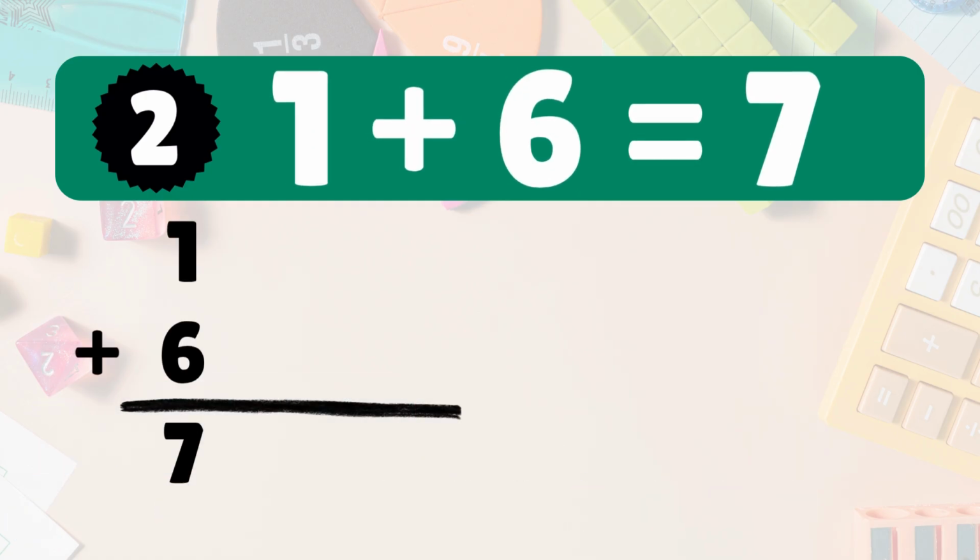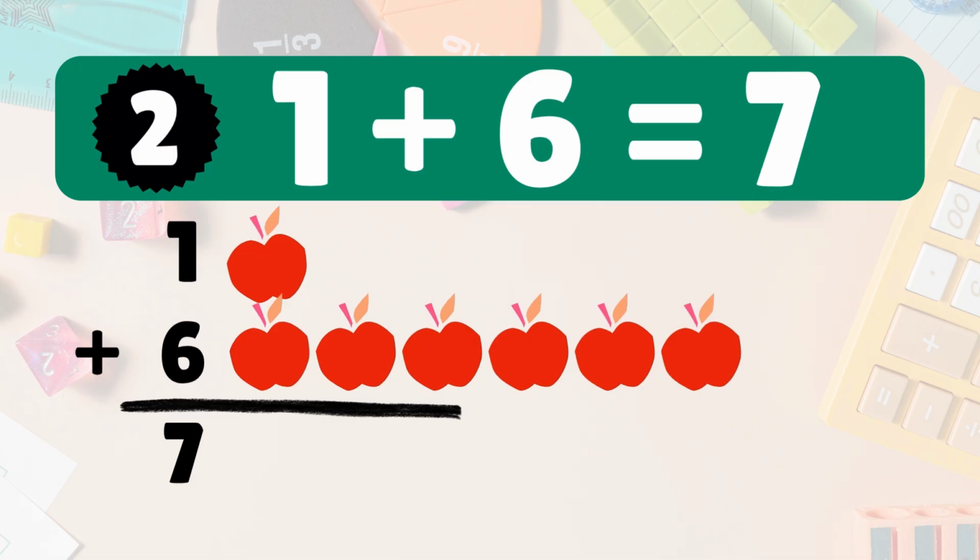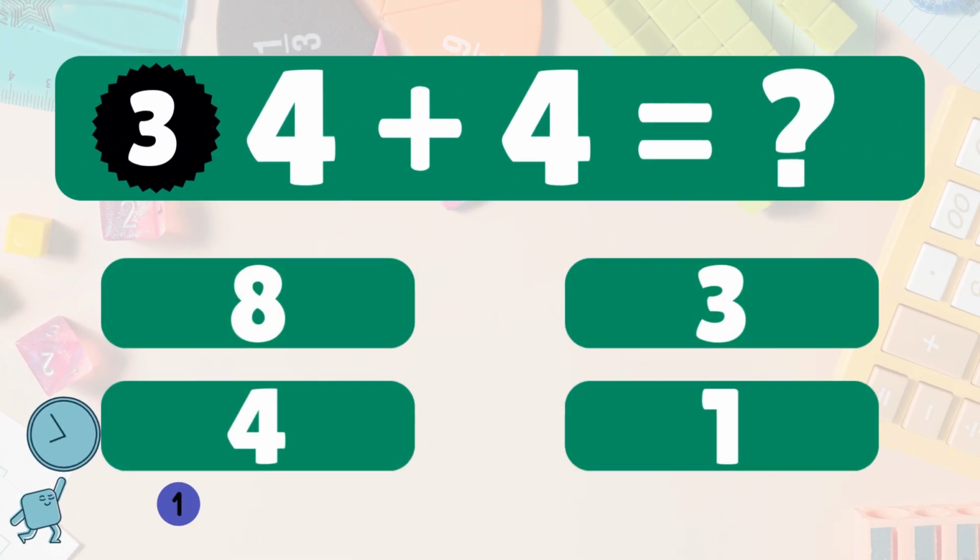Next, 1 plus 6 equals what? Hmm. 1 plus 6 is 7. Here's 1 apple. Add 6 more. Count with me. 1, 2, 3, 4, 5, 6, 7. So 1 plus 6 is 7. Awesome.